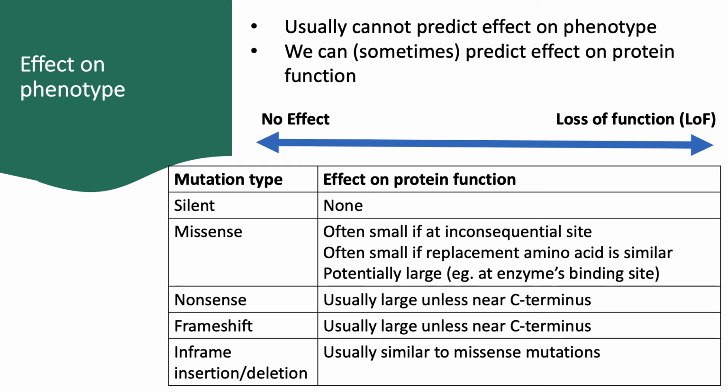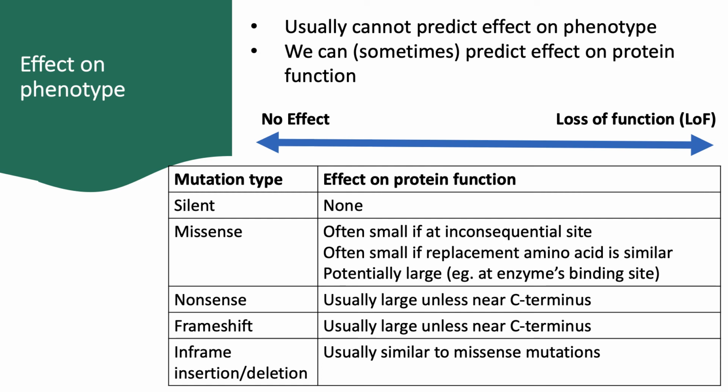Before we end, let's take a minute to think about what the phenotypic effects of these mutations may be, and whether they can be predicted. Usually, we can't predict the effect on the phenotype because the interaction of a protein to produce a particular phenotype is very complex. It's usually much easier to predict what the effects of a mutation are on the function of a protein. At one end of the spectrum, a mutation may have no effect on protein function, and at the other end, it may cause the protein to be completely non-functional. Between these two extremes, there's a range of effects.